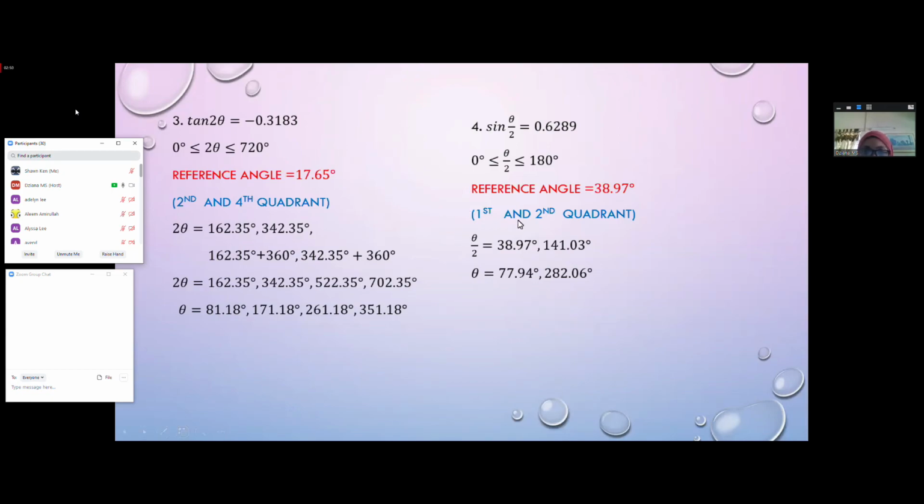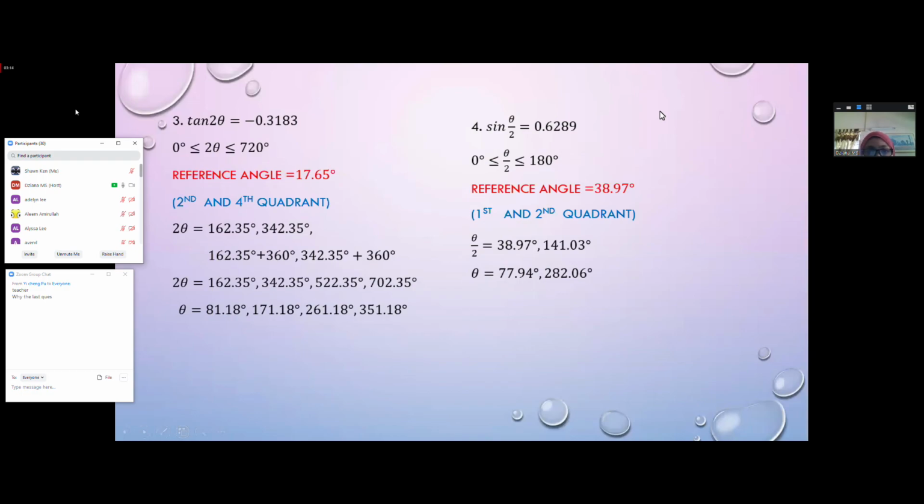So remember, if the angle is not theta, you have to change the range first according to the question, and then find the reference angle, check back the quadrant. If more than one cycle, please go to the second cycle to get full correct answers.